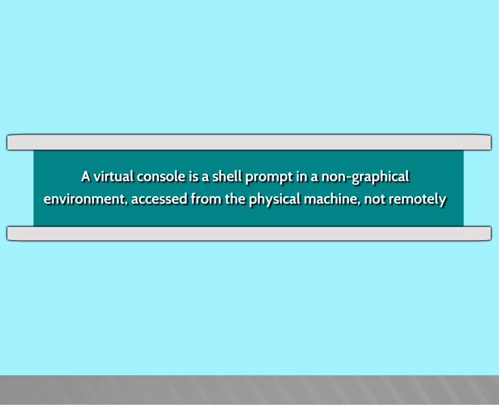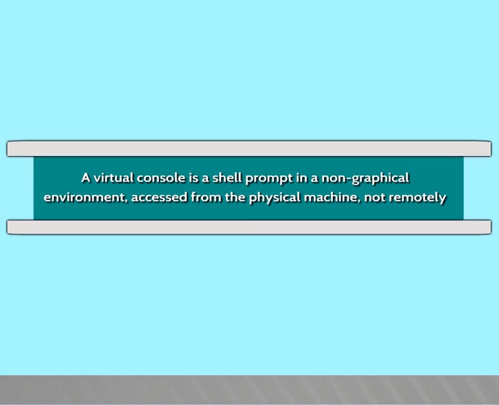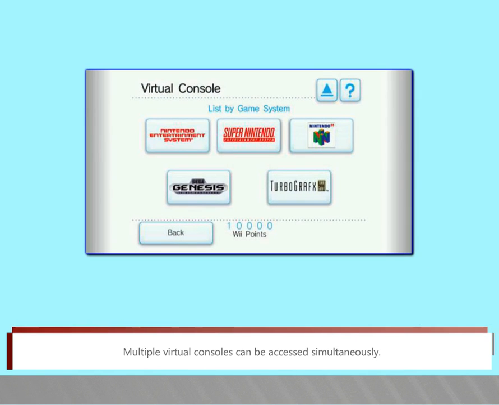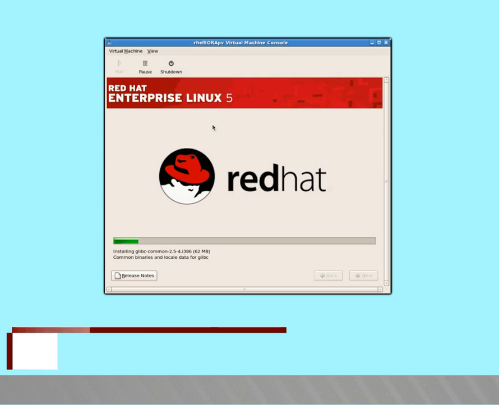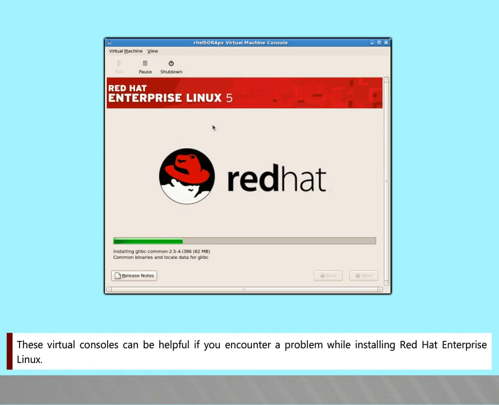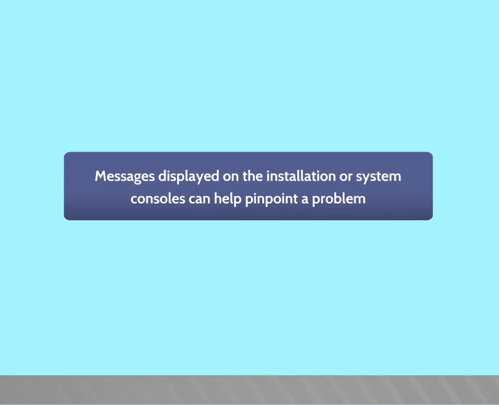A virtual console is a shell prompt in a non-graphical environment accessed from the physical machine, not remotely. Multiple virtual consoles can be accessed simultaneously. These virtual consoles can be helpful if you encounter a problem while installing Red Hat Enterprise Linux. Messages displayed on the installation or system consoles can help pinpoint a problem.